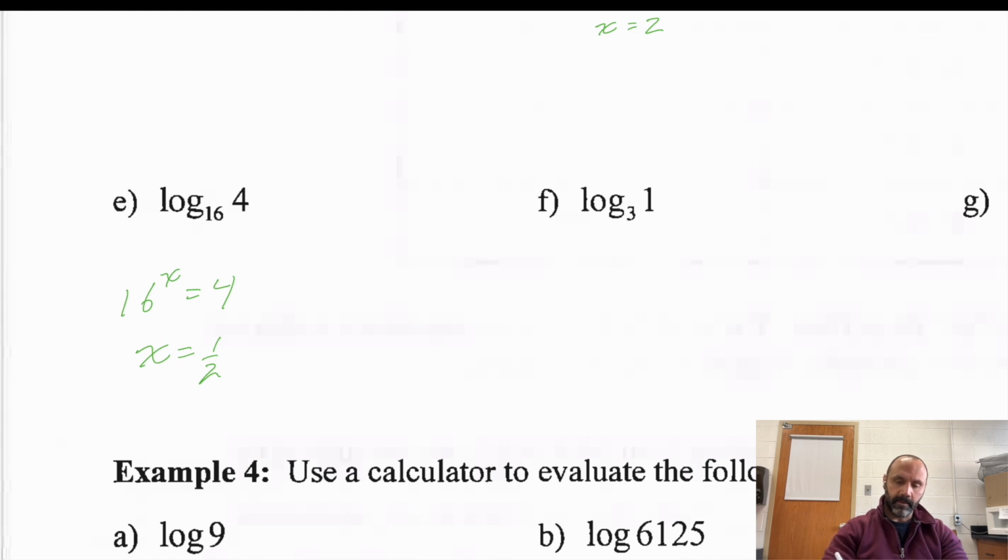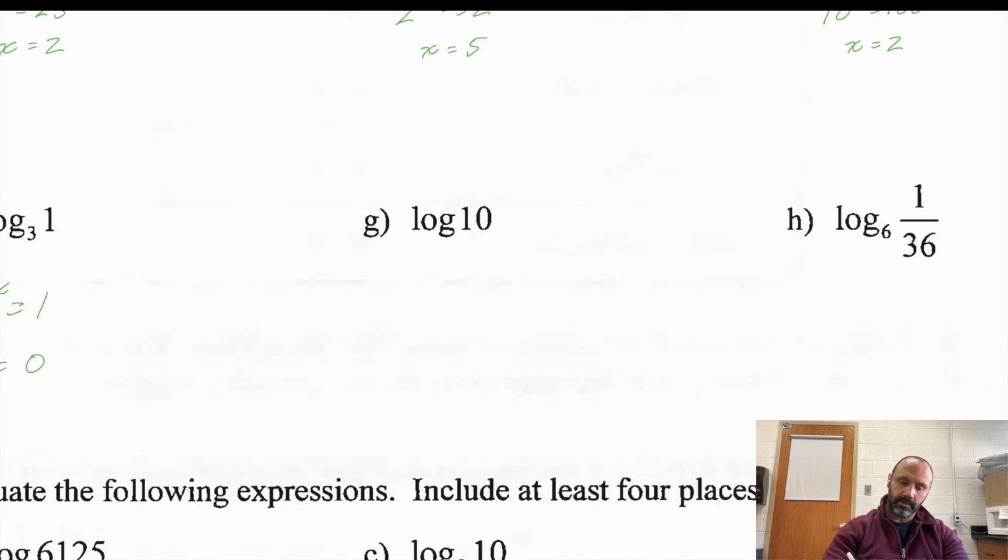Now, 3 to the x power equals 1. Uh-oh. How do we get 1, right? 3 to the what power is 1? Well, any number to the 0 power is 1, right? So log base anything of 1 is 0. So x equals 0. So log, again, implied base 10. So 10 to the what power equals 10? Well, in that case, x equals 1.